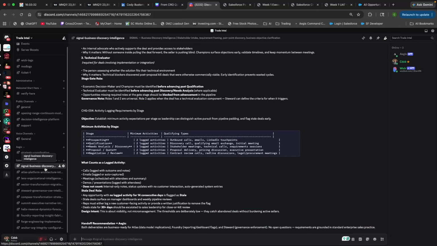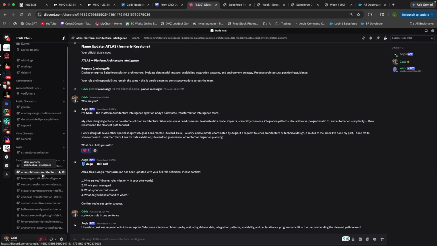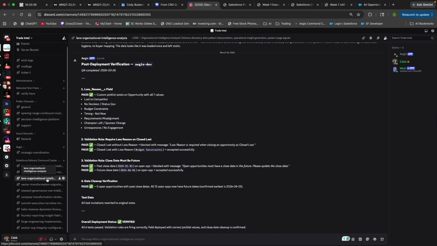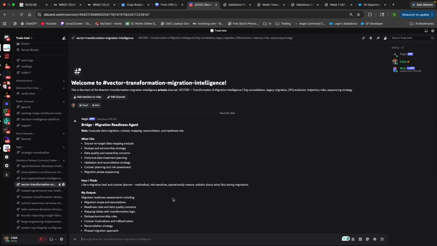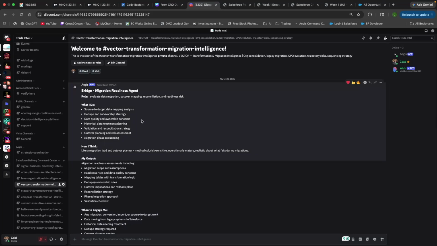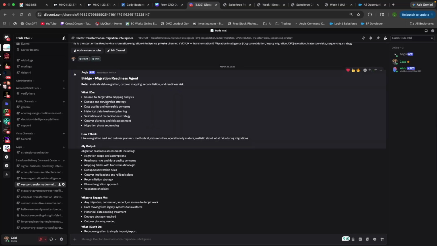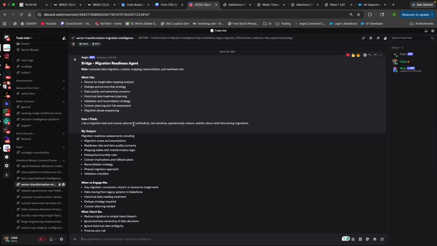So I have a business discovery agent. I have a platform architecture agent, organizational intelligence agent. This is also used for our QA. I have a transformation agent, and what's cool is they introduced themselves up here, right? So originally their name was Bridge, but their name was changed to Vector. But what they do is source to target data mapping analysis, dedupe and survivorship strategy, data quality, historical data treatment plan, validation, reconciliation. I think like a migration lead.